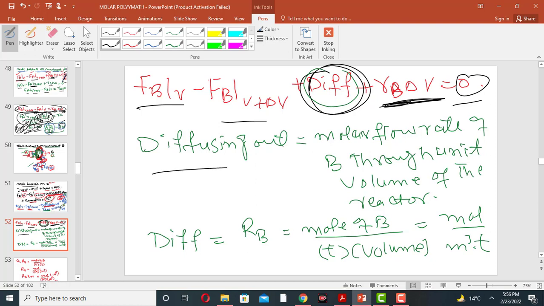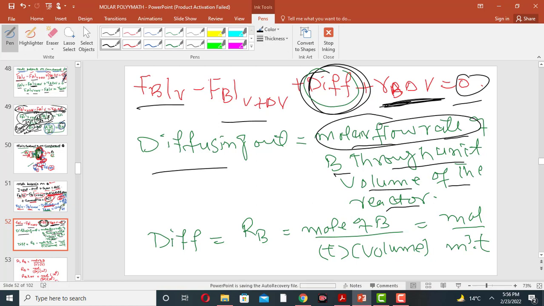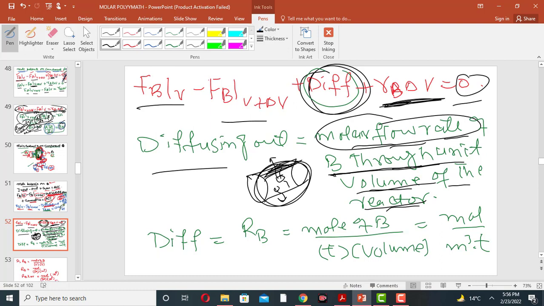Now what is diffusing out? The diffusing out term means the molar flow rate of component B which is diffusing out through unit volume of the reactor. Suppose this is the unit volume of the reactor, and component B is passing through it. The mole of component B is passing through this unit volume of the reactor. The rate of diffusing out of component B through the side of the membrane will be denoted by RB.